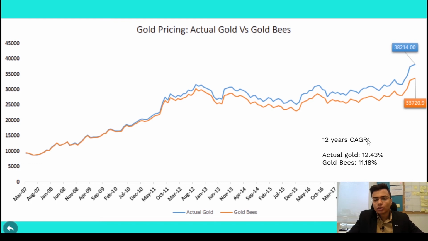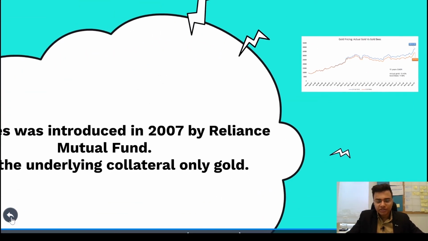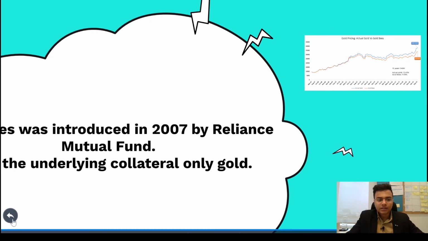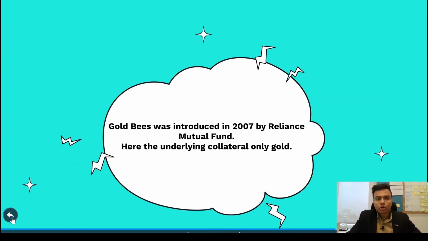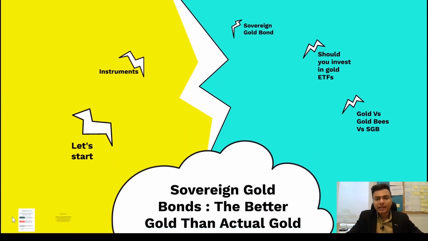Now if you see the 12 years CAGR, actual gold has given you a return of 12.43%, where Gold BeES has given you a return of 11.18%. It's a significant underperformance. So we looked at Gold BeES, which is a gold ETF. We looked at the sovereign gold bond scheme. Now let us try to compare everything. Let's bring everything in one chart and decide which is the best one for us.